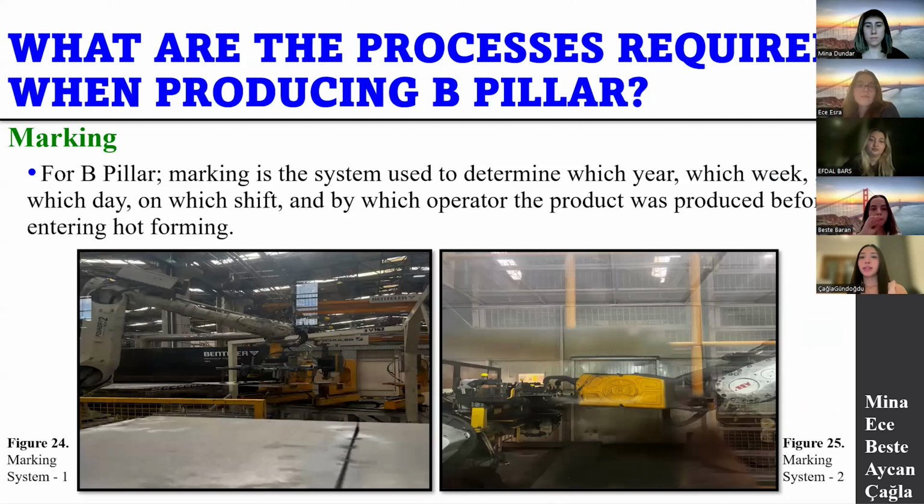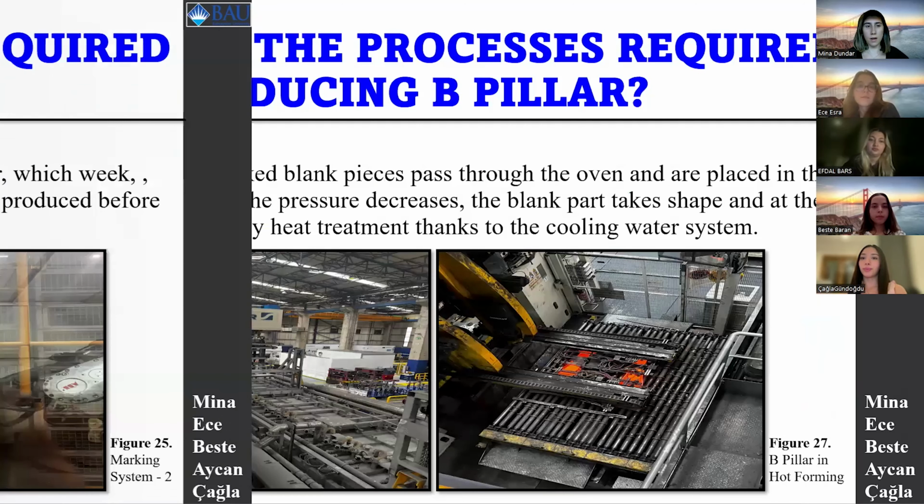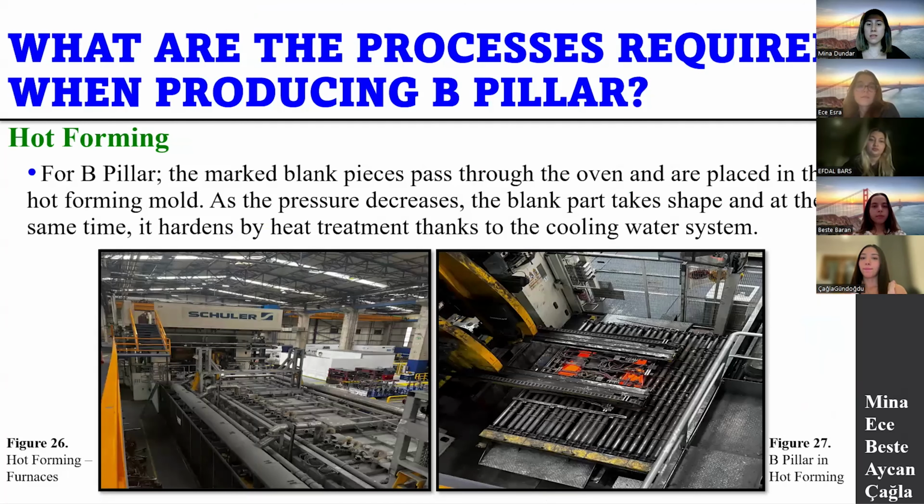Marking. Marking is a system used to identify the year, week, day, shift, and operator involved in the production of a product. For the B-pillar, this system tracks these details before the product enters hot forming. After marking, the part is shaped and melted with hot forming.